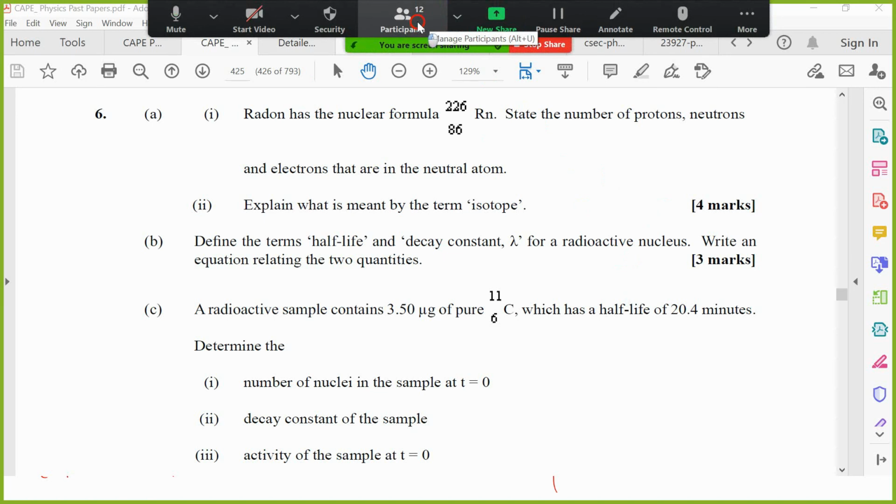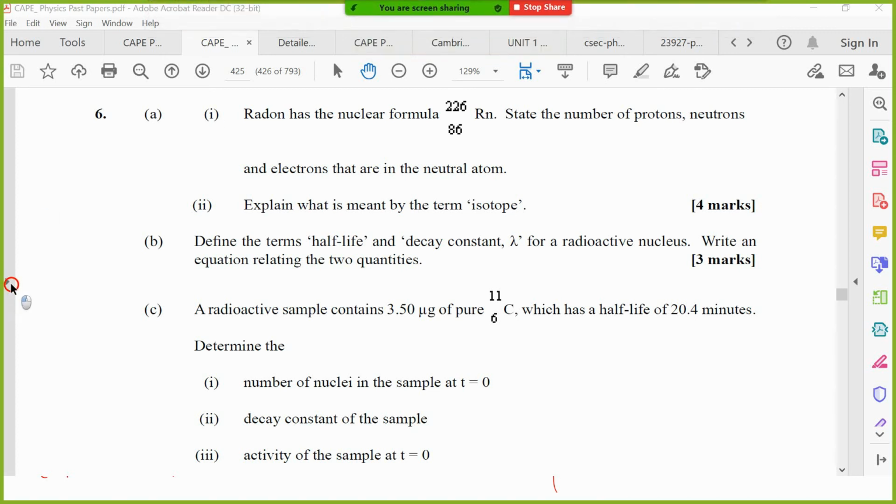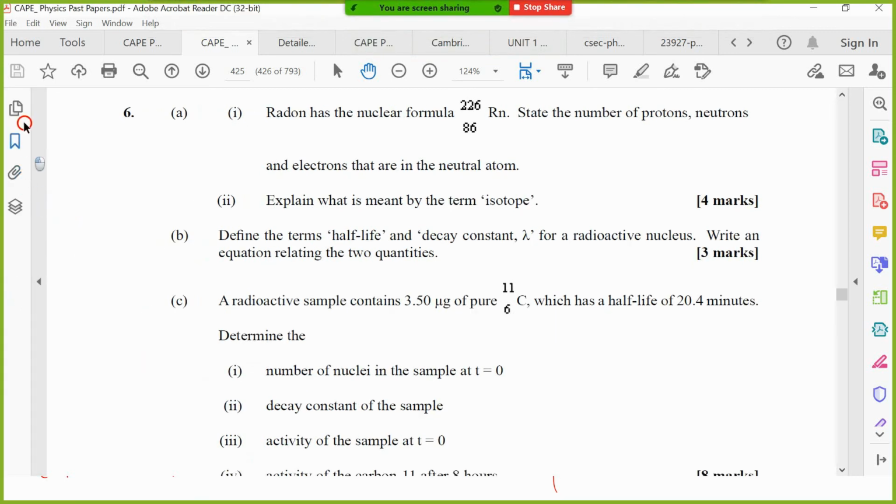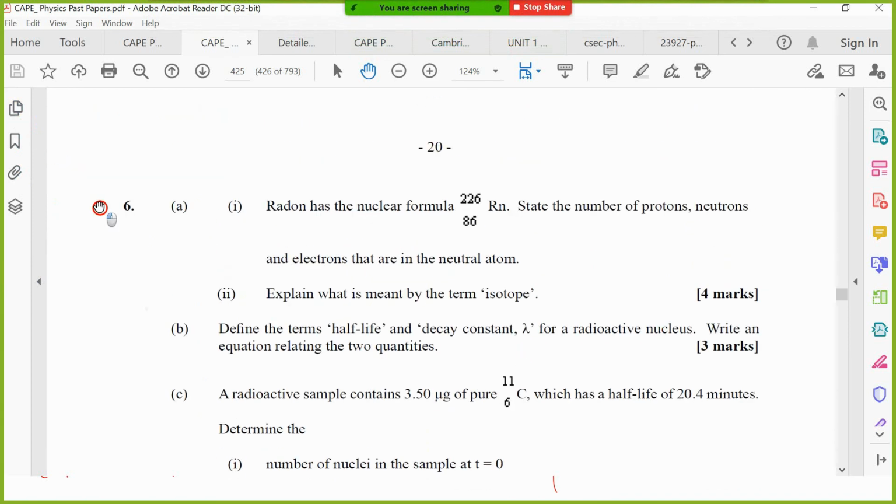I think you guys have probably screenshot this by now. So the thing I was talking to you guys about yesterday as it pertains to the exam paper. So this is a Section B question. This is the last question on the paper.